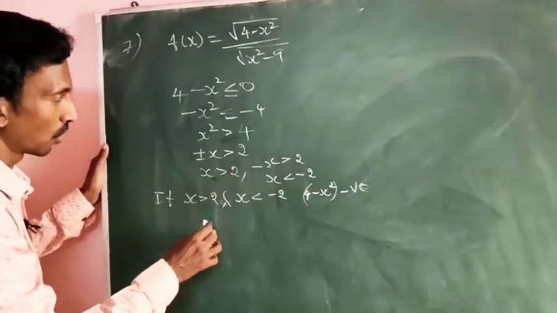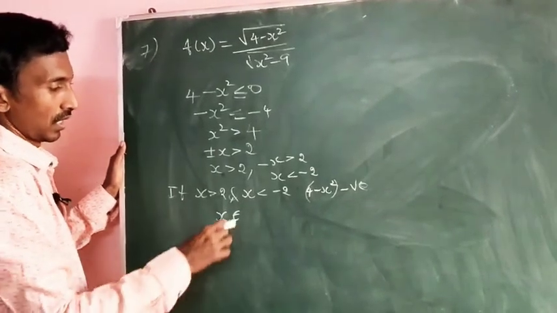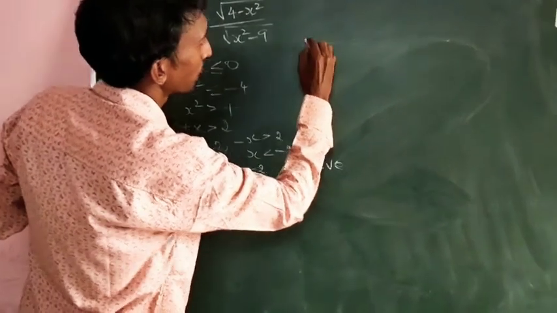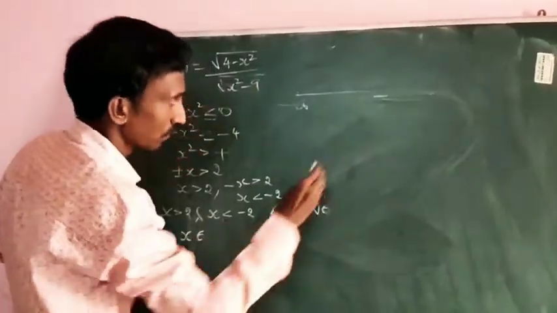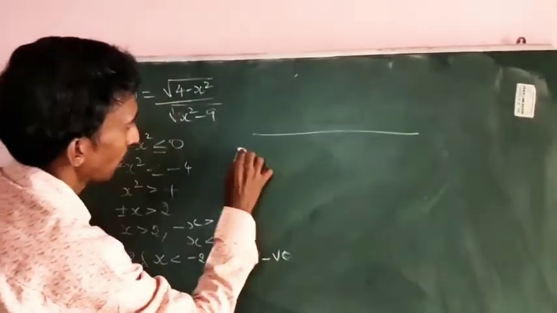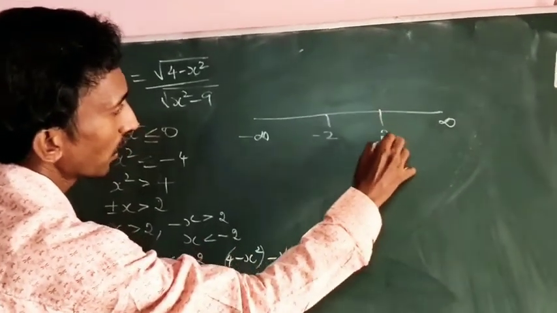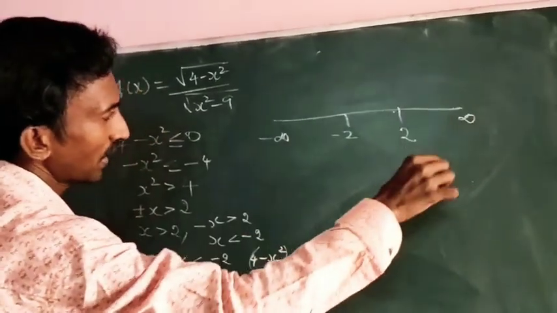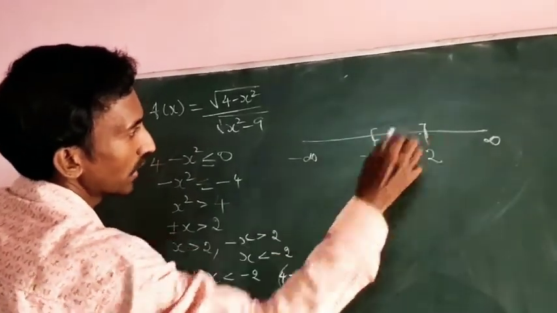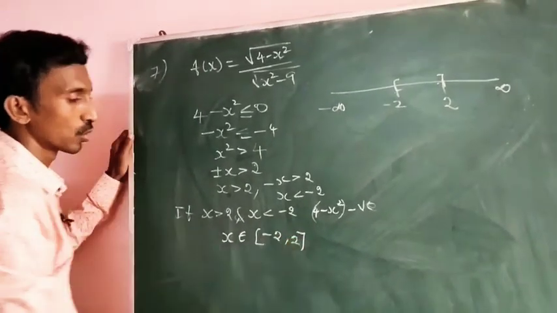Therefore for the numerator, think of the real line, minus infinity to plus infinity, with minus 2 and 2 marked here. Greater than 2 does not exist, less than minus 2 does not exist. So between these two it exists. So x belongs to minus 2 to plus 2.